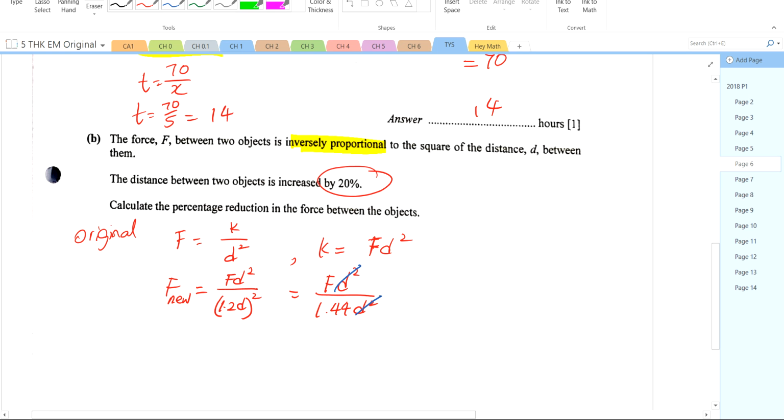I am now left with, what is 1 over 1.44? Okay. Do you have it in fraction or is it exact? Okay, so this gives me 25 over 36 F. So the new force is apparently 25 over 36 of the old force. Is that bigger or smaller? Smaller. The new force is actually smaller than the old force.